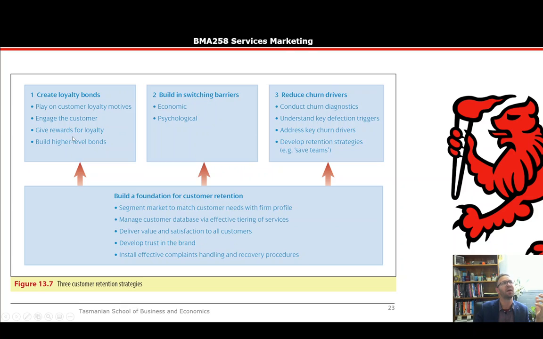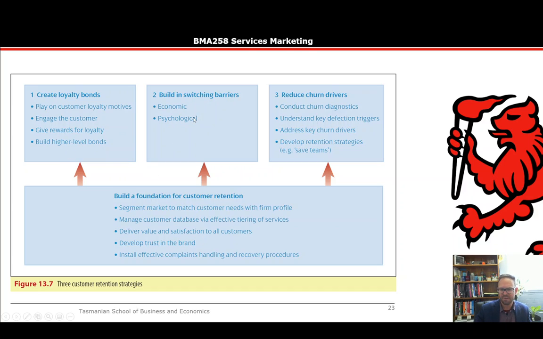So we've got these different motives, and we've got extrinsic motivation and intrinsic motivation. So not all customers are just motivated by money, the cheapest deal. Some customers are actually motivated by the feeling that they're doing business with people that genuinely care about them. Building higher level bonds, then we're building switching barriers such as economic.